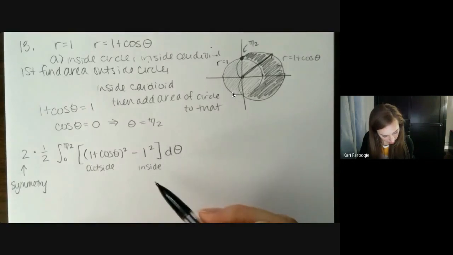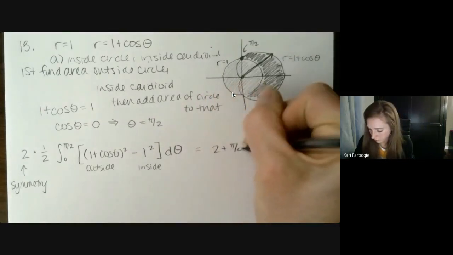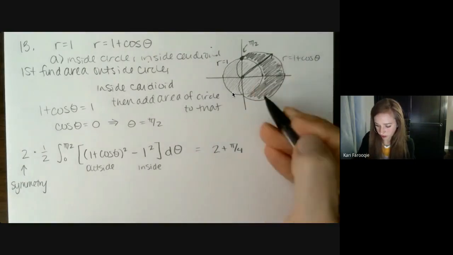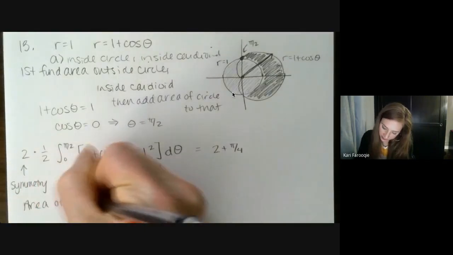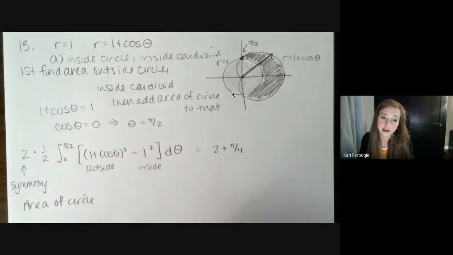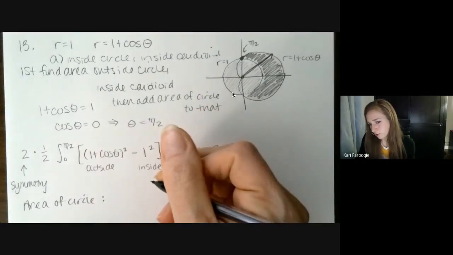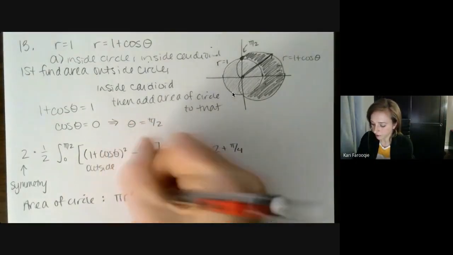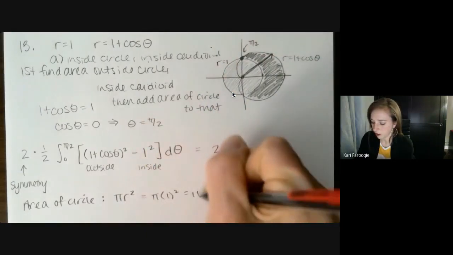What you'll get here is 2 plus pi over 4. And this would be just the area of this outside piece. And then the area of the circle. Okay, we all know how to find the area of a circle. Would I really force you to use the formula for the integration here? Probably not. Pi r squared, r is equal to 1 very clearly. So pi times 1 squared is pi.